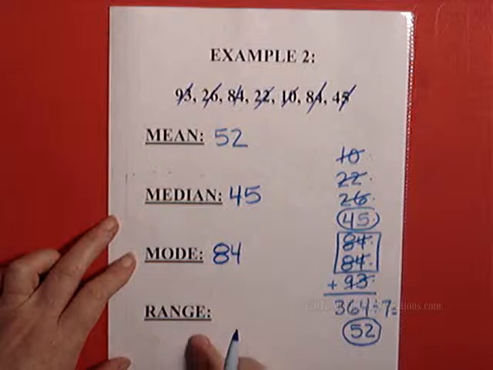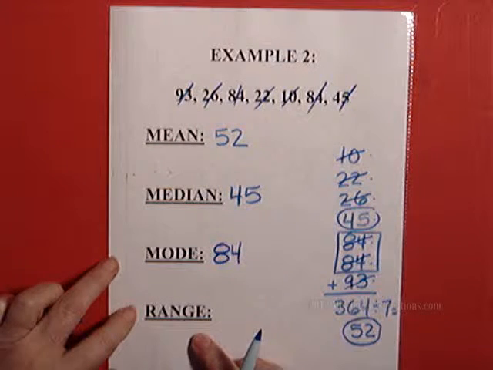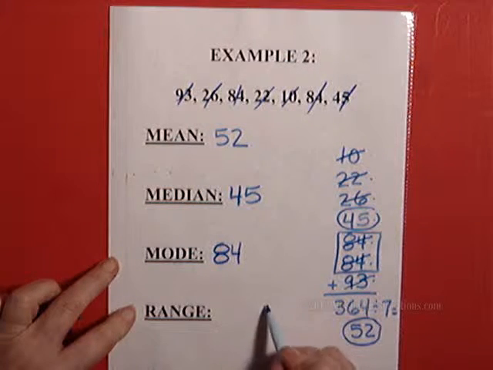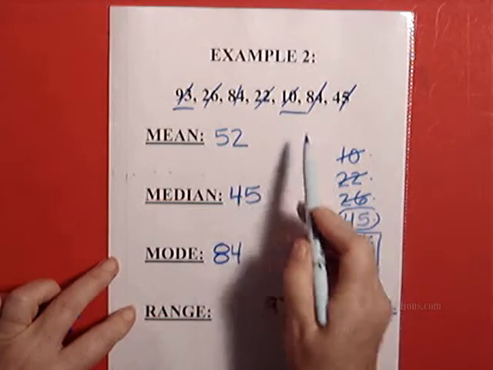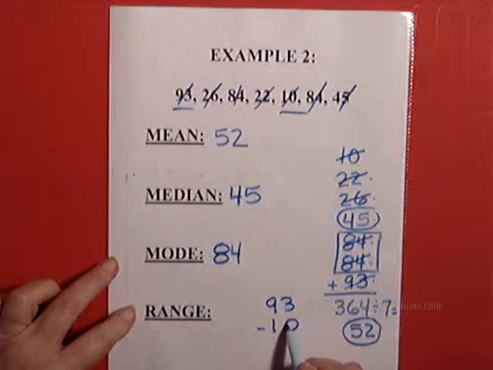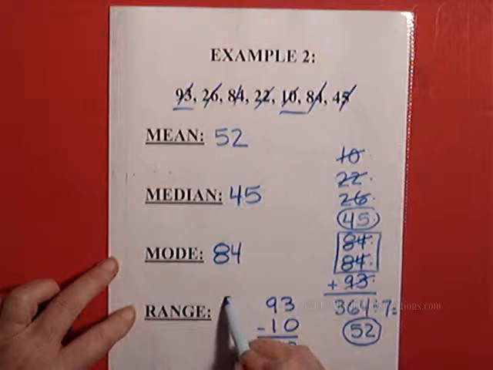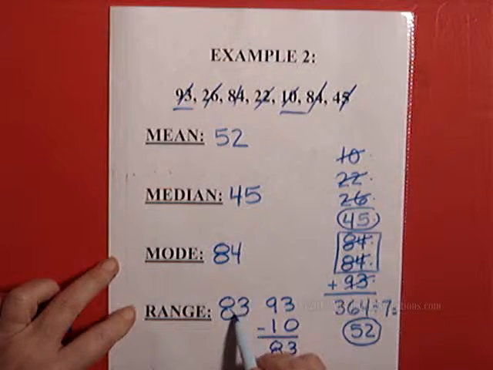Now range, remember the top and the bottom of a mountain. So our top number was 93. The bottom number was 10. So we will minus 10. 3 minus 0 is 3, and 9 minus 1 is 8. So our range is 83.